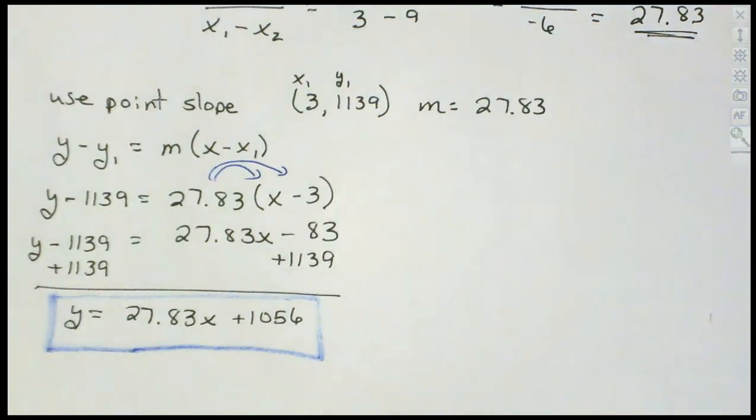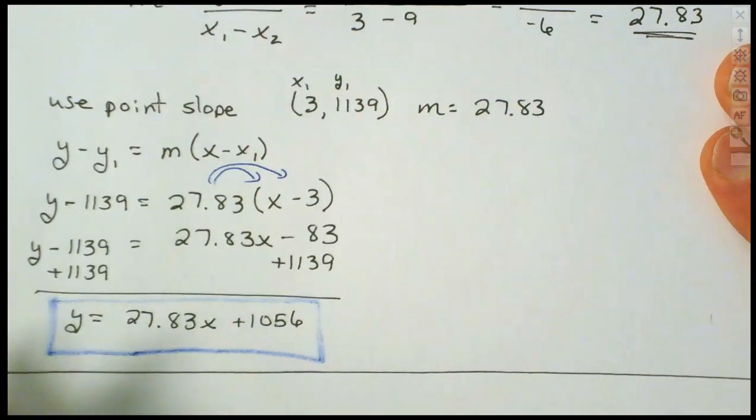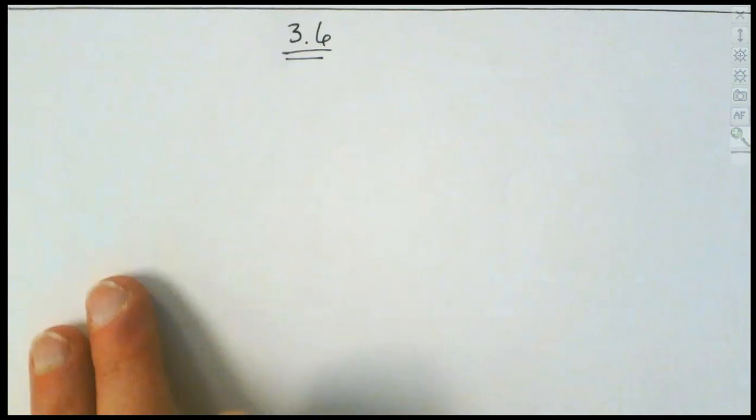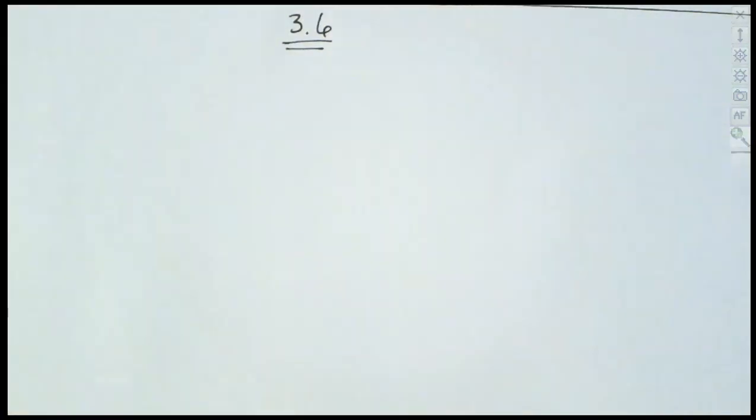And so now we're going to move on, and we're going to look at 3.6, which is actually going to be an easier section. And I think you'll find 3.6 to be a little bit easier than 3.5. 3.4 and 3.5 are the hardest because there's so much algebra. In 3.6, we're going to be graphing and we're going to be looking at inequalities.